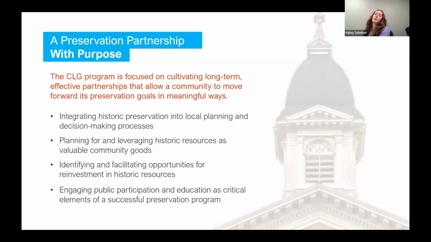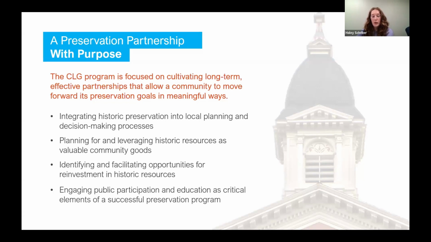Okay, so going back to where we started today, the CLG program is about preservation with a purpose. It's not preservation for preservation's sake. Rather, we want to emphasize that it's long-term approaches to engaging historic preservation as part of your suite of options that helps make your community better. The key to this idea is proactively planning for and leveraging historic places as valuable community goods for the future. So we want to make sure you're taking proactive approaches to making a community preservation ready.